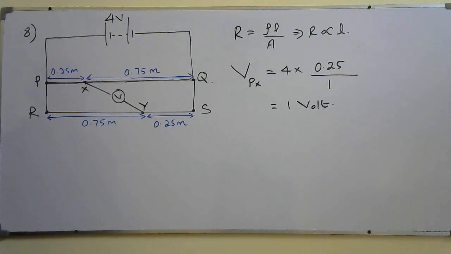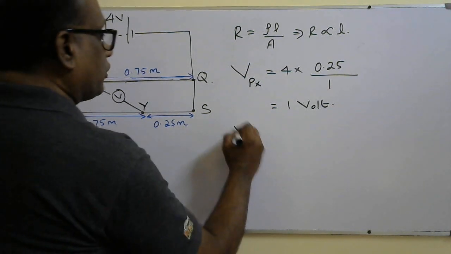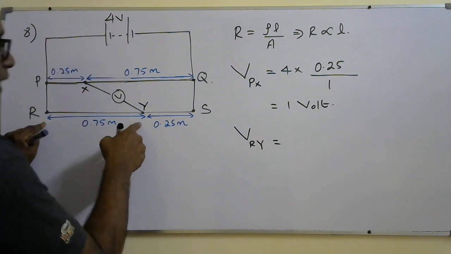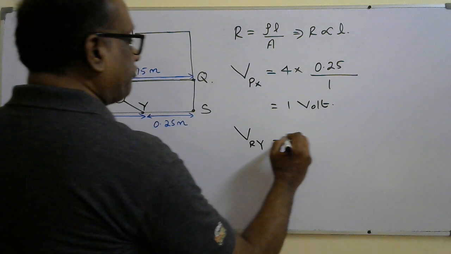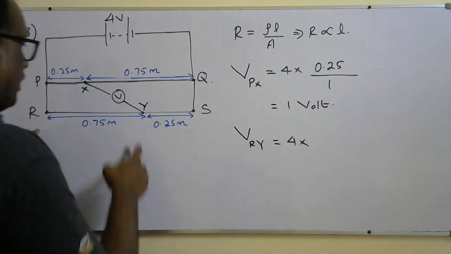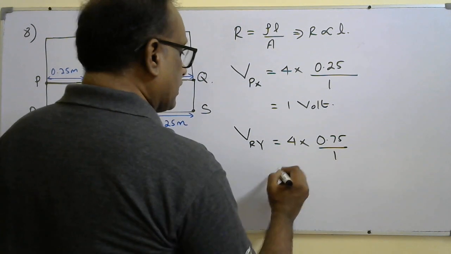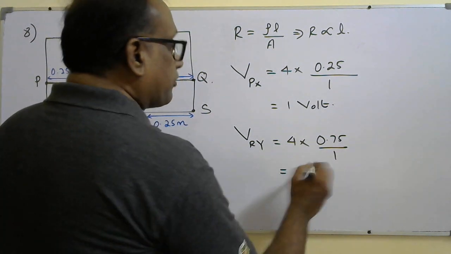Same way, what is the potential across R and Y? Between R and Y, how much is it? That is going to be 4 into 0.75 over 1. That's going to be 3 volt.